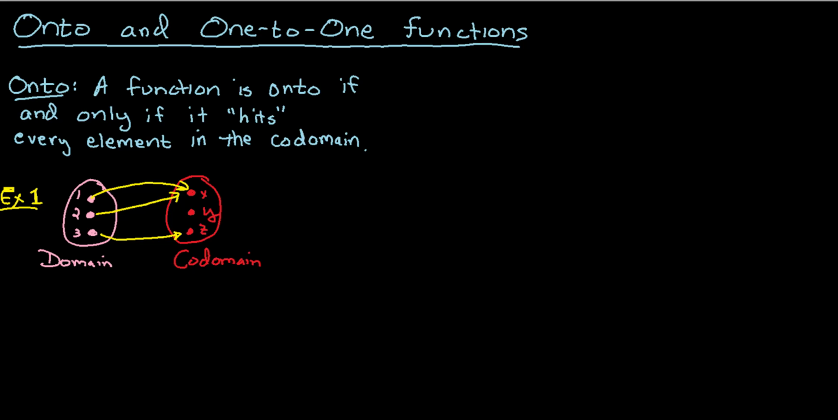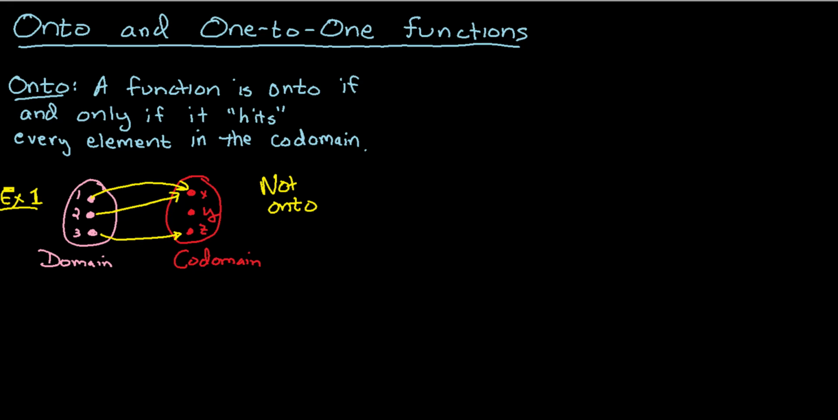So in example 1, we have element 1 mapping to X, element 2 mapping to X, and element 3 mapping to Z. This would not be onto. The reason it's not onto is because the Y was left out. We didn't hit Y. In other words, we did not cover the codomain. We didn't map to all of the elements in the codomain. We didn't map onto all of the elements.